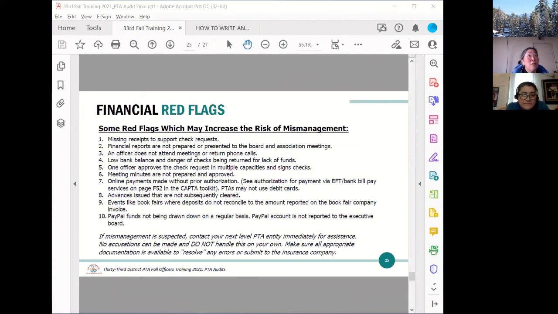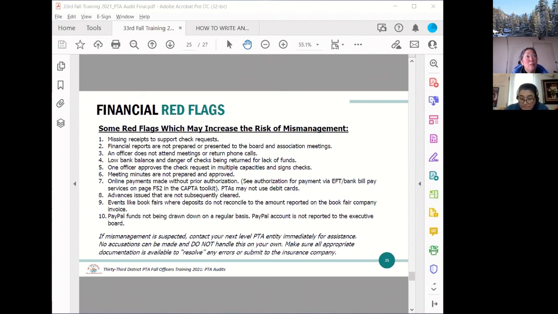I think if Flora were here, she would say that mismanagement doesn't necessarily mean embezzling, although it can. Mismanagement just means maybe you're being sloppy. So in order to protect your assets, you do want to make sure that you're on top of stuff and going according to procedure.